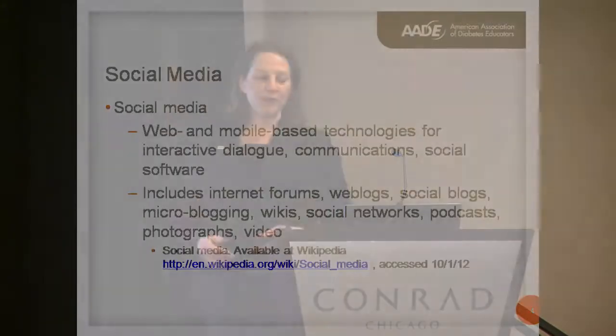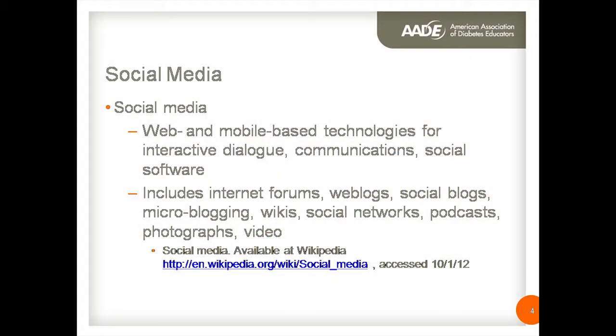So first, we'll step back and take a look at the big picture. Before we know what blogging is, let's see where it fits into social media. So basically, social media is just web or mobile-based technologies for interactive dialogue, communications, and social software.